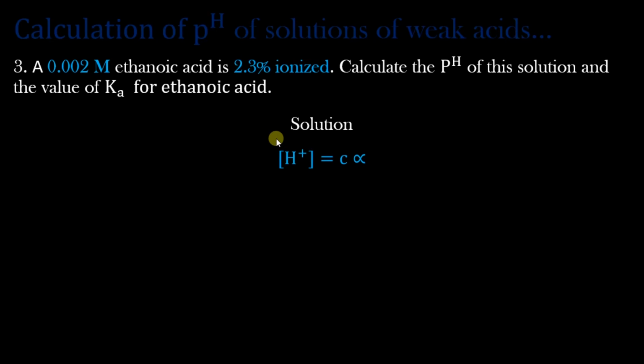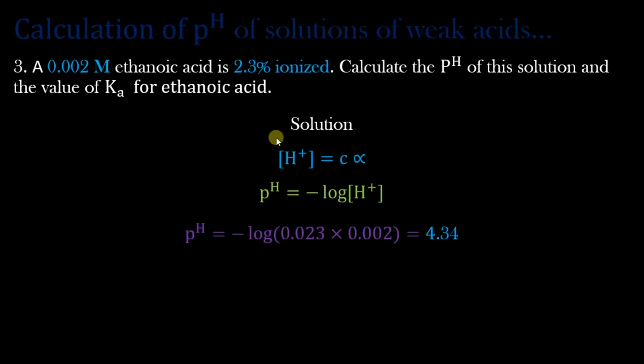So for us to get the molar concentration of hydrogen ions, we shall be saying 2.3 divided by 100 is going to give us 0.023, multiplied by the initial concentration of the acid, which is 0.02. This will give us the molar concentration of hydrogen ions, and if we substitute in the pH expression, it will give us a pH of 4.34, and that will be done.